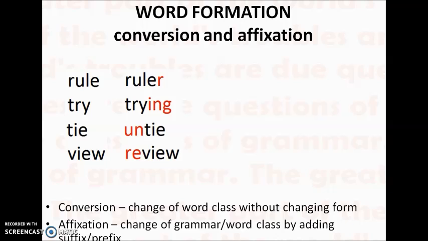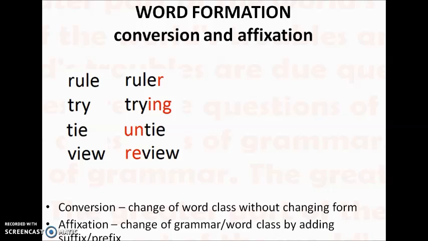By adding the beginning un- to the word tie, we get the new word untie. Untie is the opposite of tie. It means to disconnect. And by adding the beginning re- to the word view, we get the new word review, which means to view again.